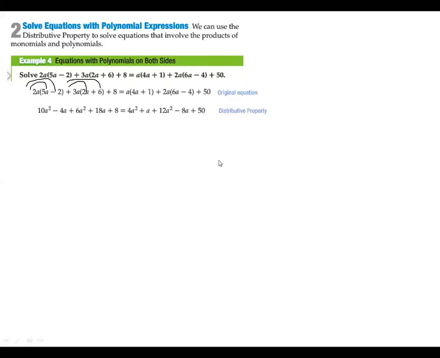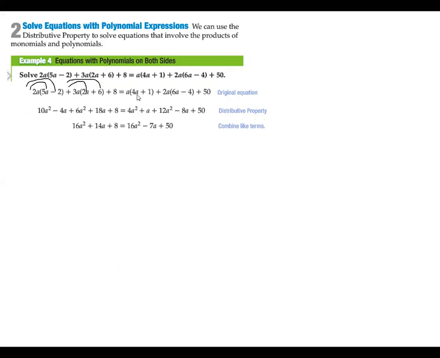So now at the next step, we're going to combine some like terms. Notice here I have an a squared term and an a squared. Put those together, I get 16a squared. Minus 4a and 18a gives you 14a. And then just the constant 8. On this side, the 4a squared and the 12a squared gives you 16a squared. A minus 8a gives you minus 7a plus your 50.